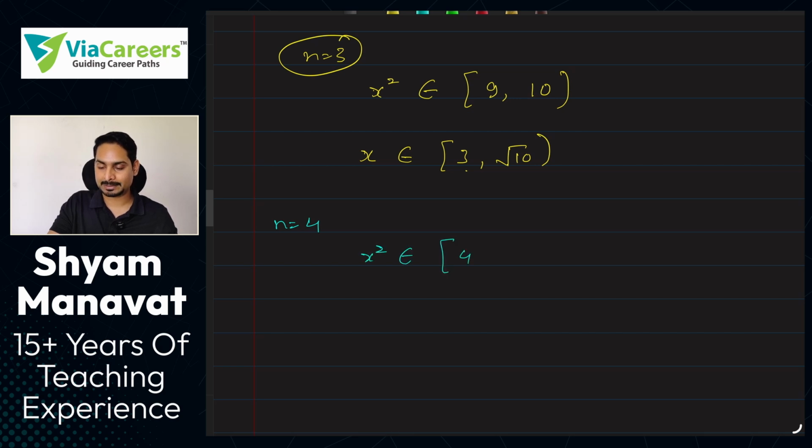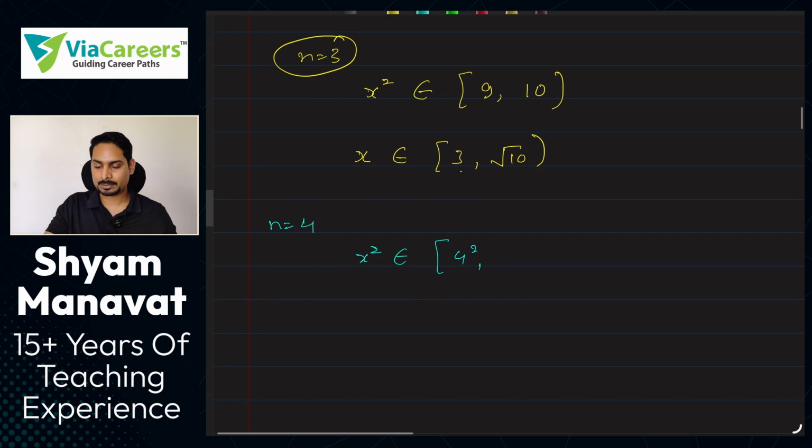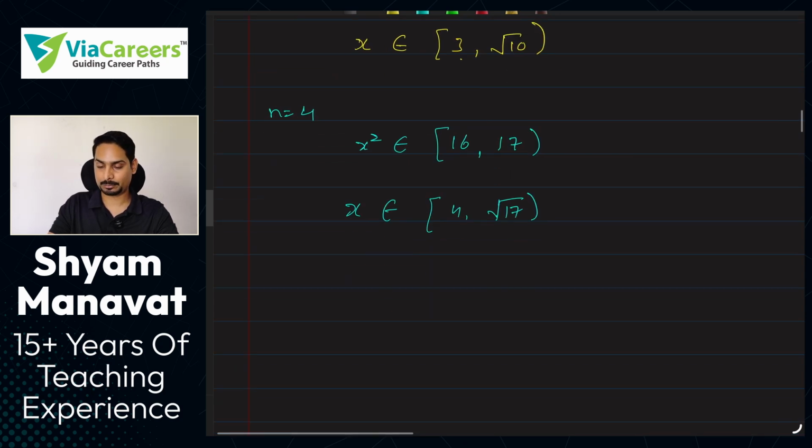Here, n square, which is 4 square, to 4 square plus 1. Shall I write the final value? 4 square is 16 and 16 plus 1 is 17, where 17 is not included. So in that case, x should belong to the square root of them. That means it can go from 4 to square root of 17, where square root of 17 is not included.